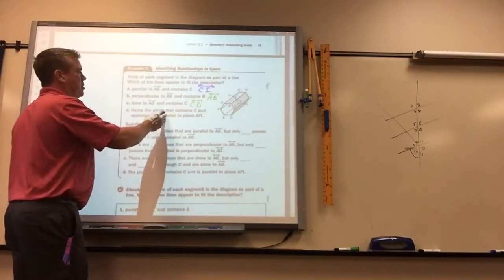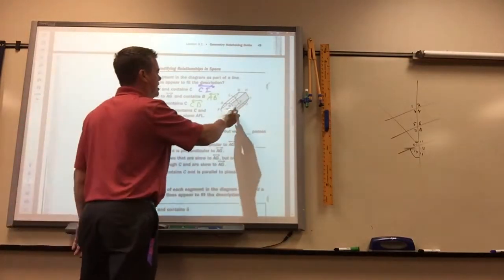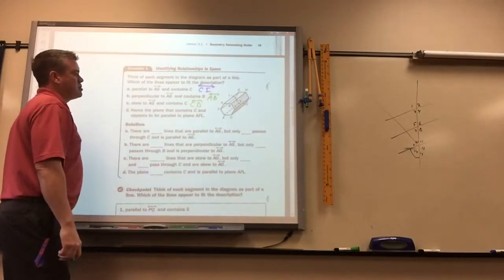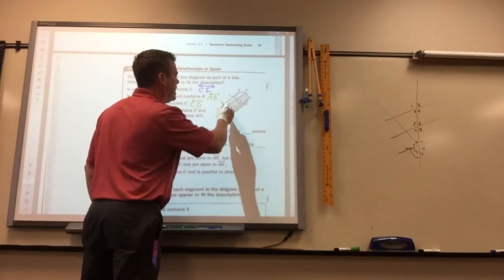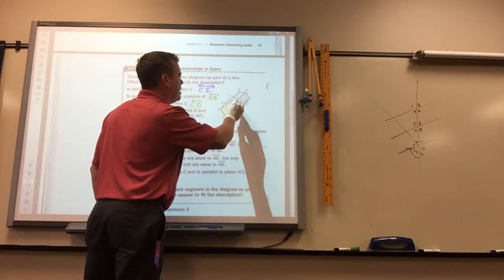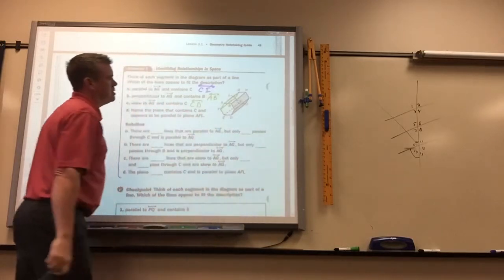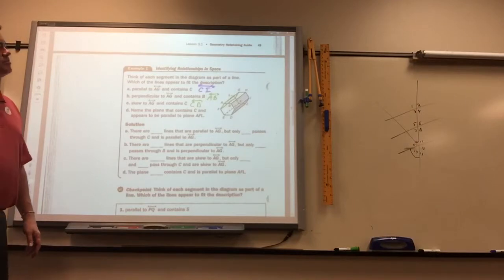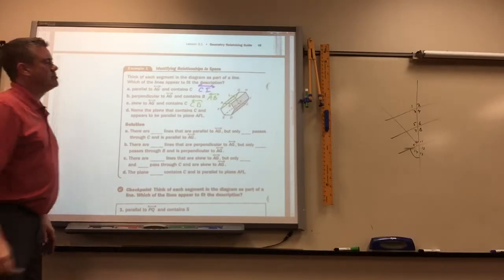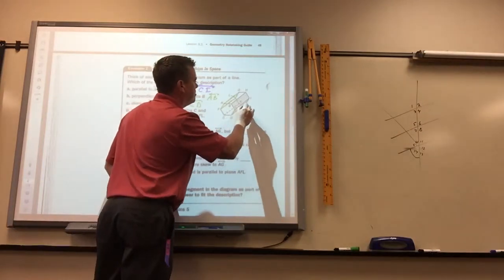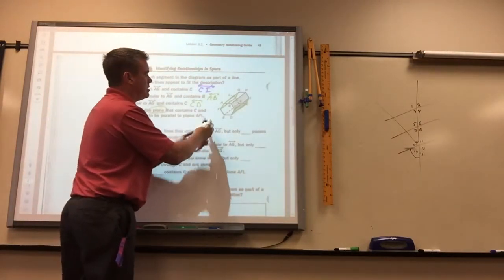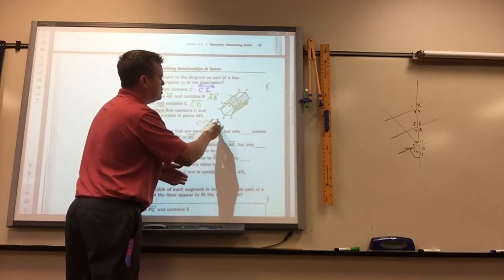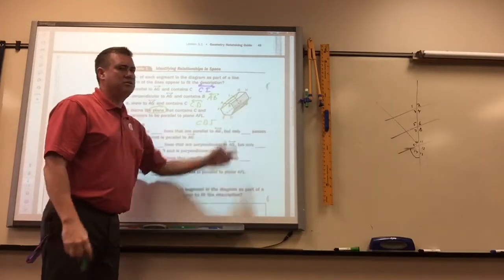Then D, a plane that contains C and appears to be parallel to plane AFL. So AFL is this rectangular piece of the hexagon right there. So which one would appear to be parallel to that? CDJ, or CDI. Remember when you're naming a plane, you only use 3 letters. So CDJ, or any 3 of these 4 you would use.